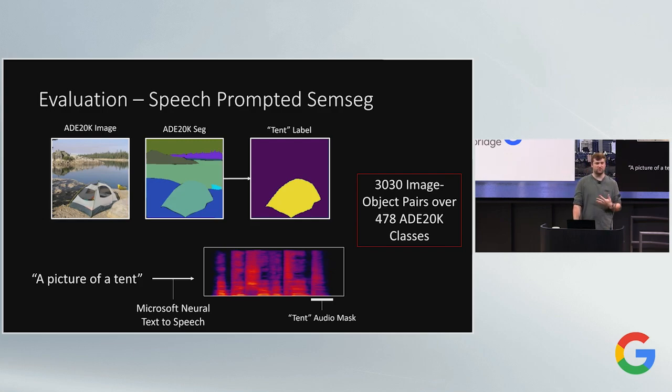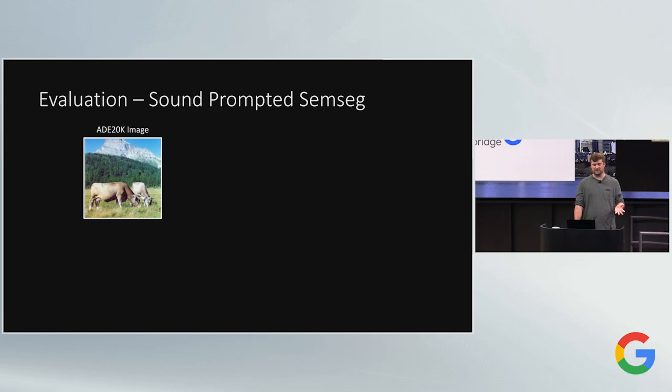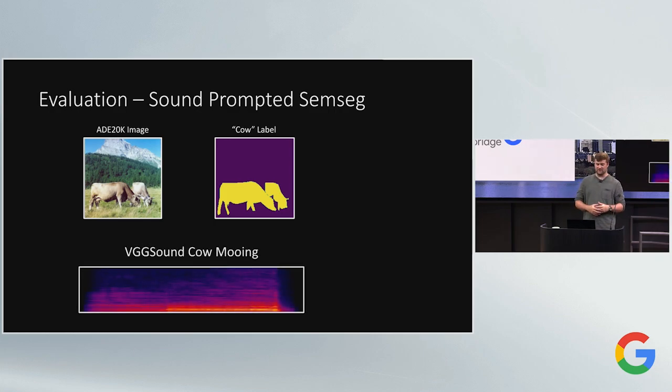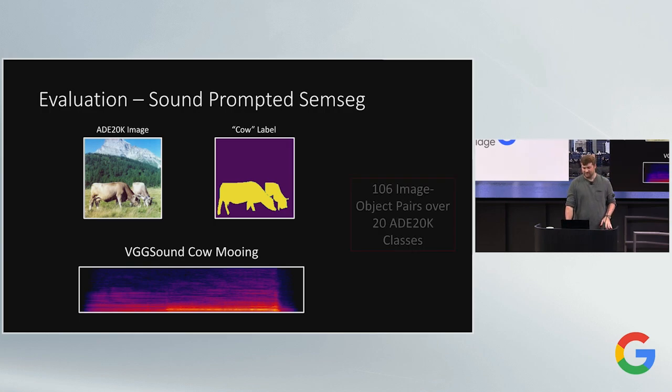And likewise, we could do a very similar thing with sound-prompted semantic segmentation. Take that same ADE20K data set, pull out a cow in this case, and then prompt the network with the sound of a cow mooing. Here I'm going to use random cow sounds from VGG Sound because it's a very nice, relatively high-quality sound data set. And here we have a little bit less because there's less correspondences in the sound space, but we've got about 106 image-object pairs that we can use for evaluation.